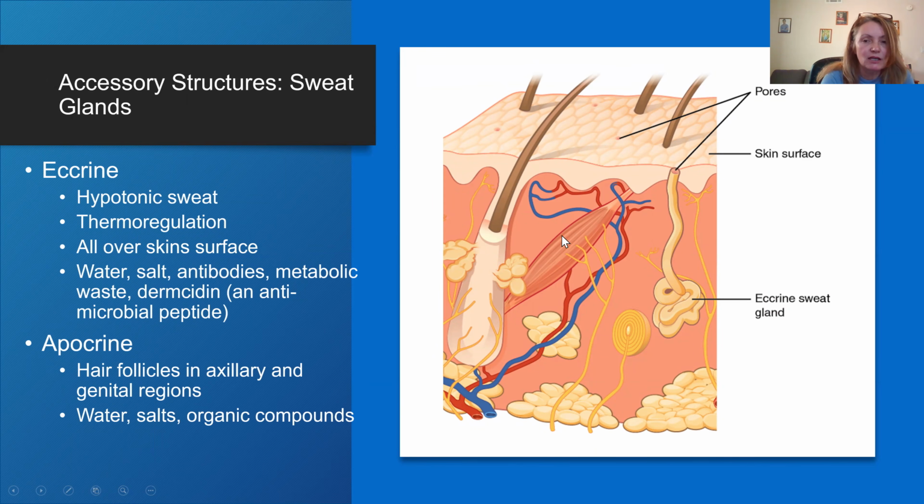Glands. So you have several glands. You have sweat glands and you have oil glands. So the sweat gland is shown over here. And when we talk about sweat glands, we have two types: eccrine and apocrine.